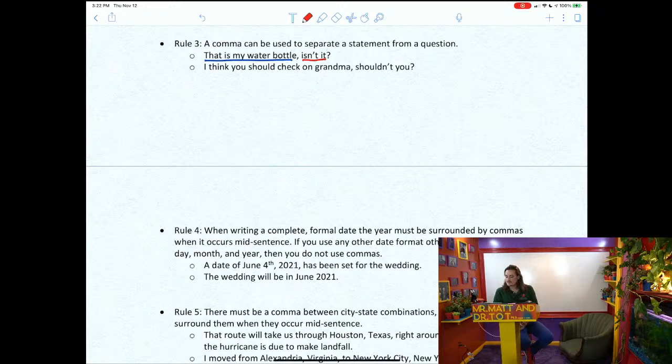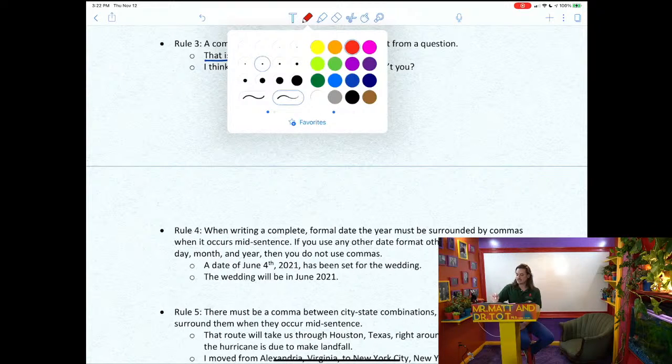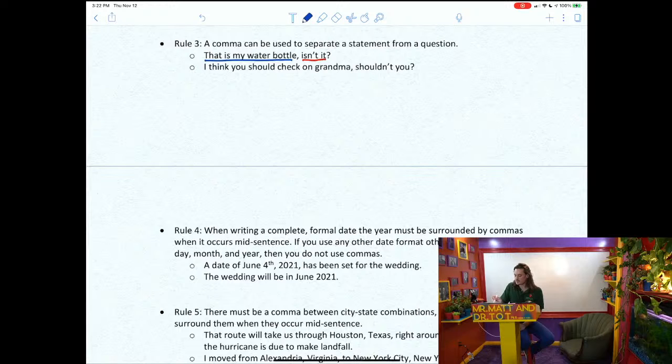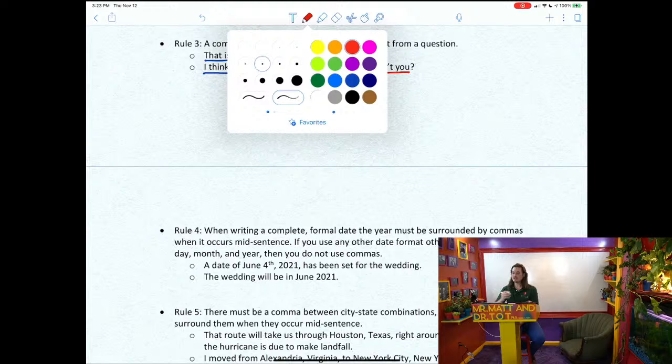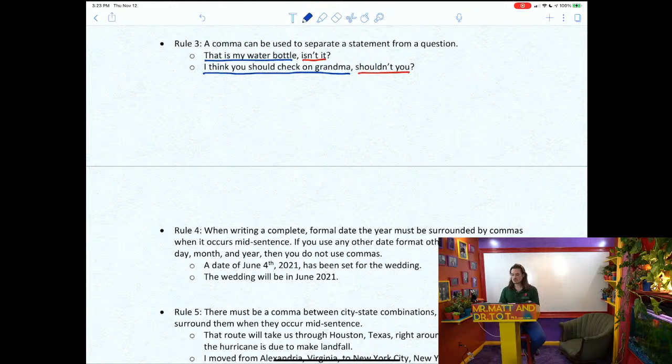Second example, I think you should check on grandma, shouldn't you? So again, we have an independent clause, I think you should check on grandma, separated from this question, shouldn't you? And that shouldn't is a contraction for should not, right? That's what the apostrophe means, that we're omitting the O there. If you have any questions, then please let me know.